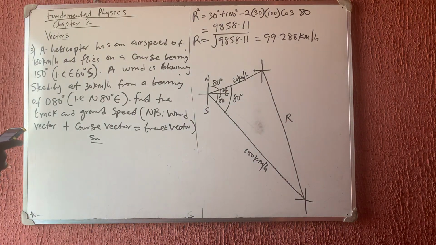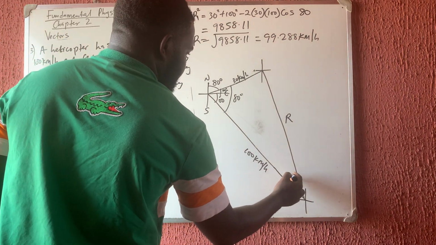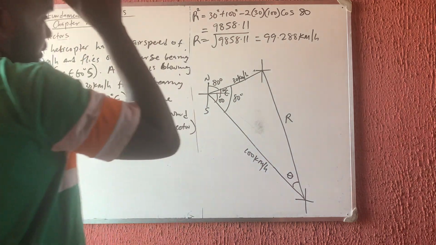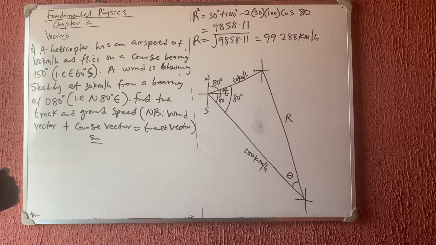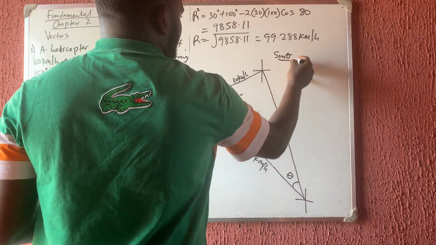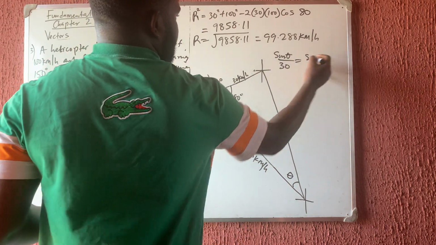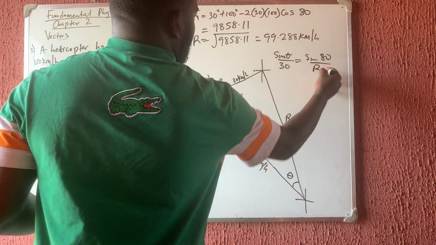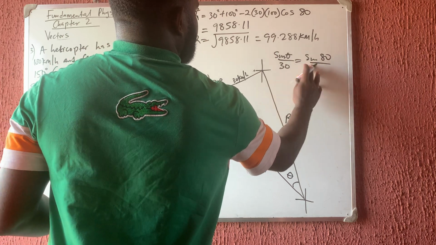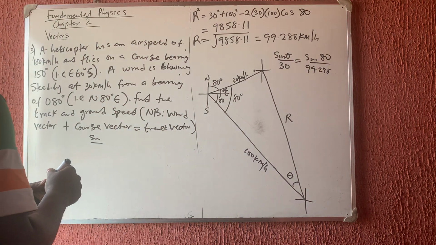Okay. Then for the track, we need to get the angle here. Let us get the angle here, theta. And then what else do we do? Okay, to get this angle, we say that sine theta all over the one facing it, 30, is equal to what? Sine 80 all over the one facing it, r. So if I cross multiply, what is my r? My r is going to be 99.288.